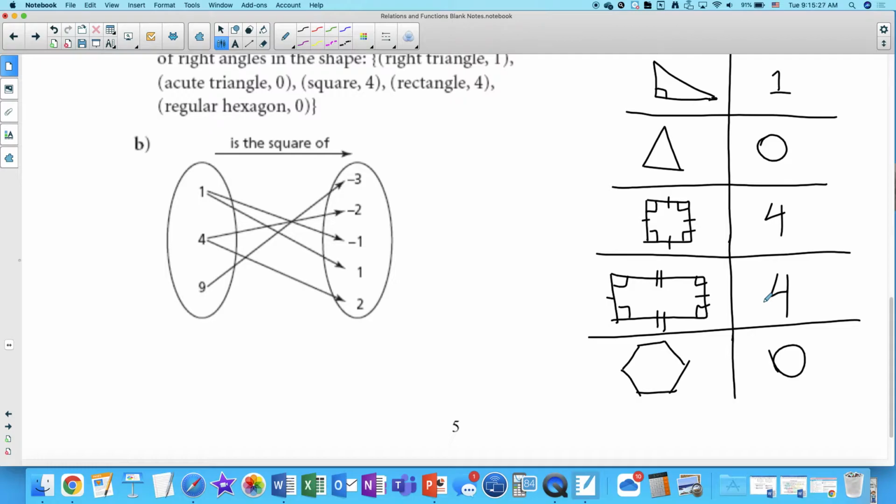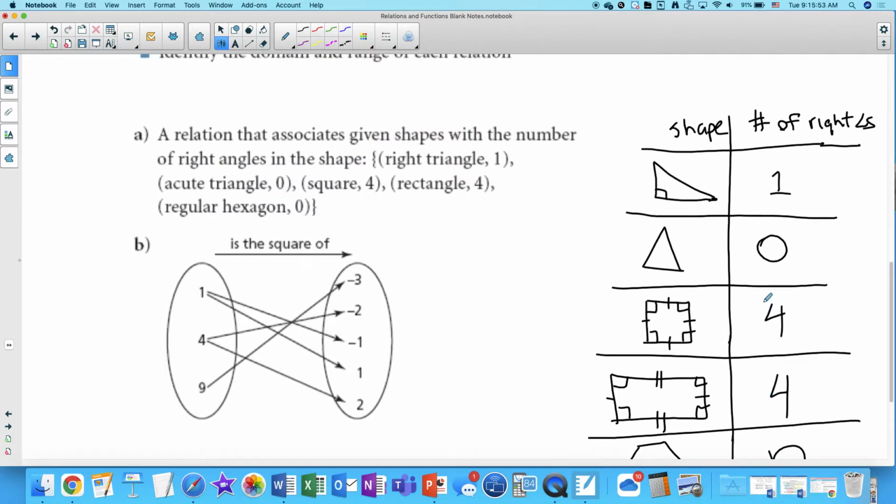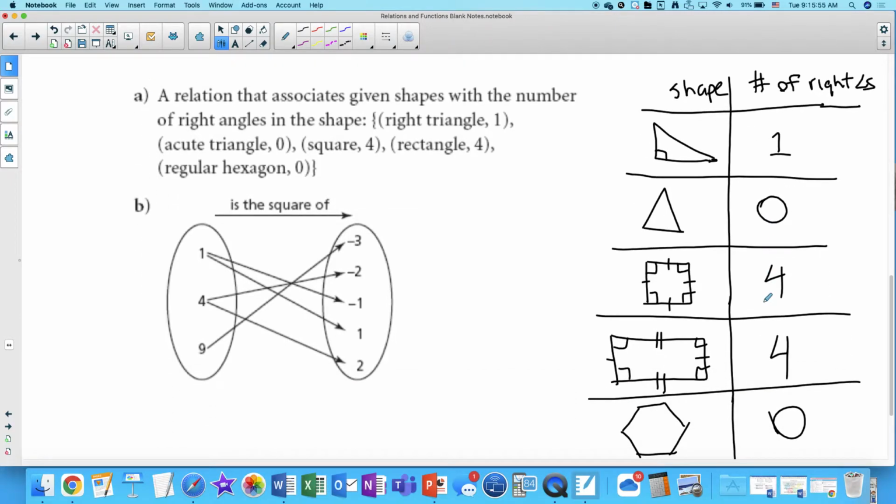And similarly, a regular hexagon only has one possibility for number of right triangles. It can only have 0. Okay? What does this mean? This means that this is a function. Okay? This is a function because each input only has one output. So this guy is a function. Each input only has one output.